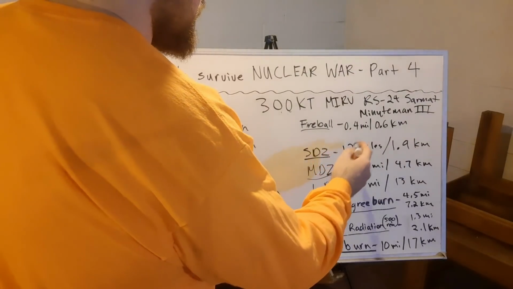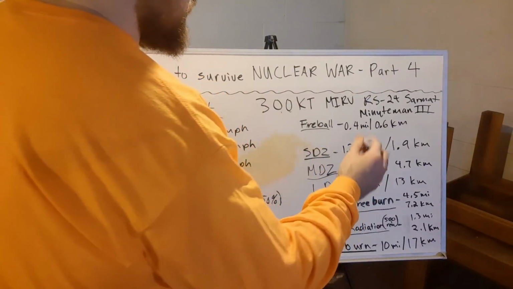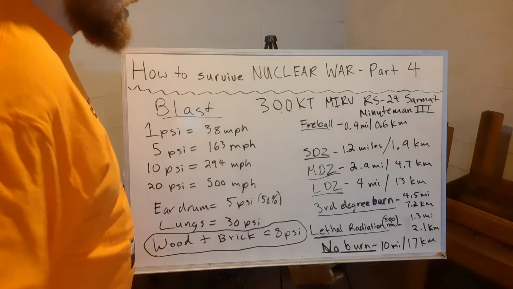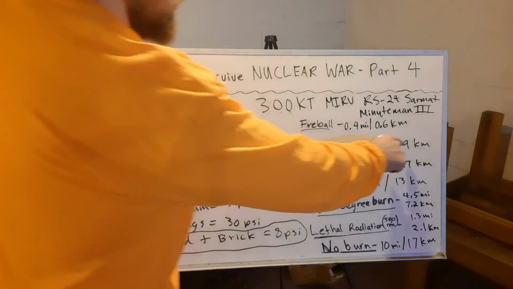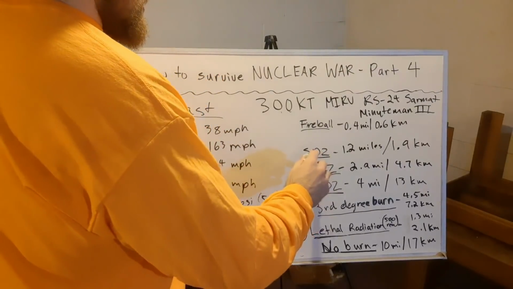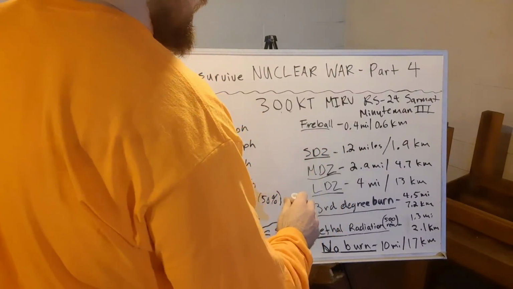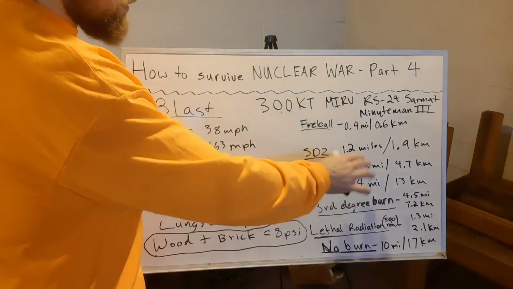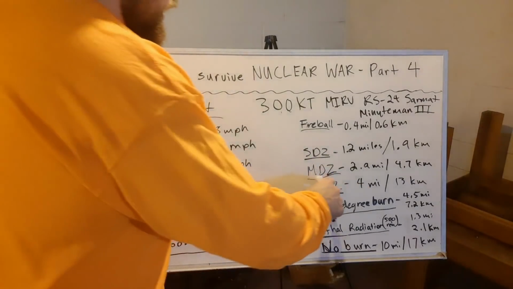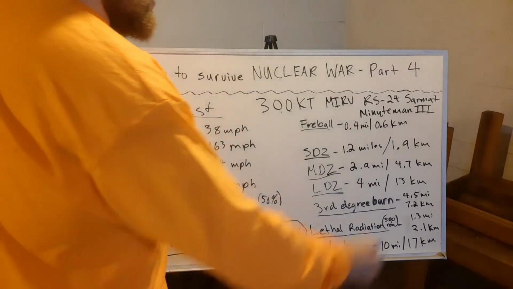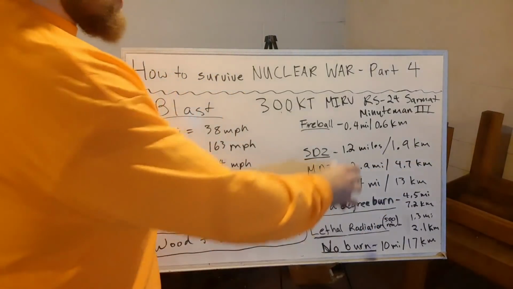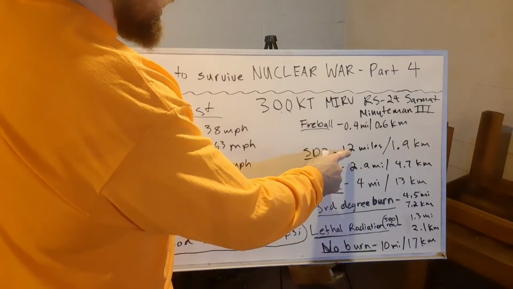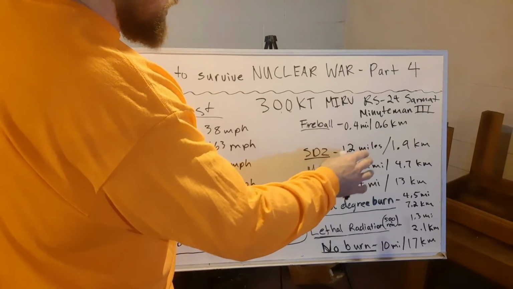Severe damage zone, 1.2 miles away from the flash point. So as you see, it's getting very small now, 1.9 kilometers. MDZ 2.9 miles or 3 miles and 4.7 kilometers. So that's really small now. LDZ only 4 miles and 13 kilometers. So as you see, it's getting much more manageable now. Okay, 1.2 miles away. That's easy to get away from.